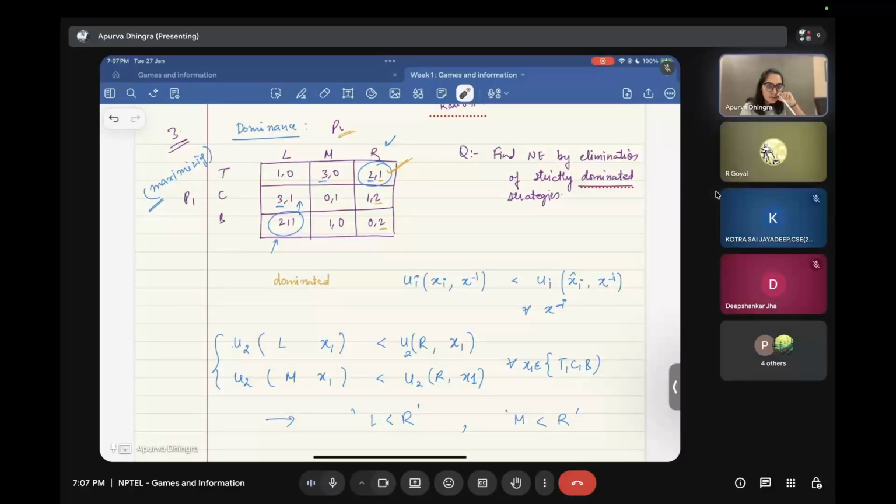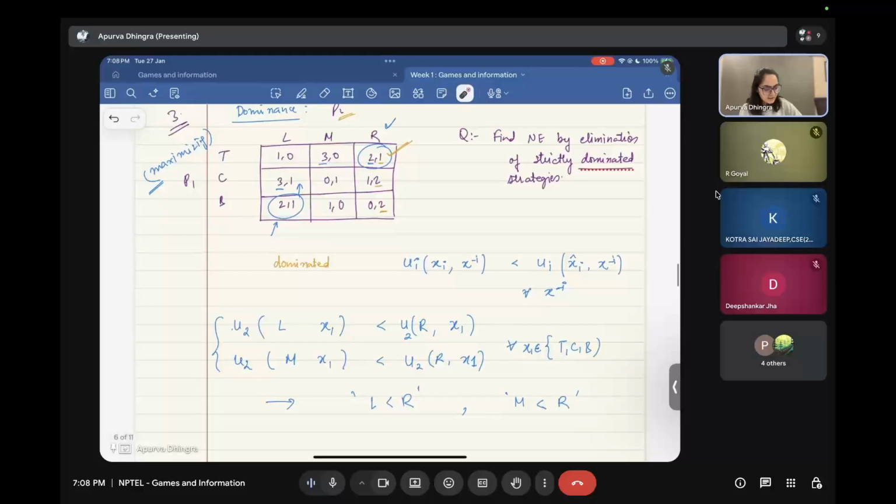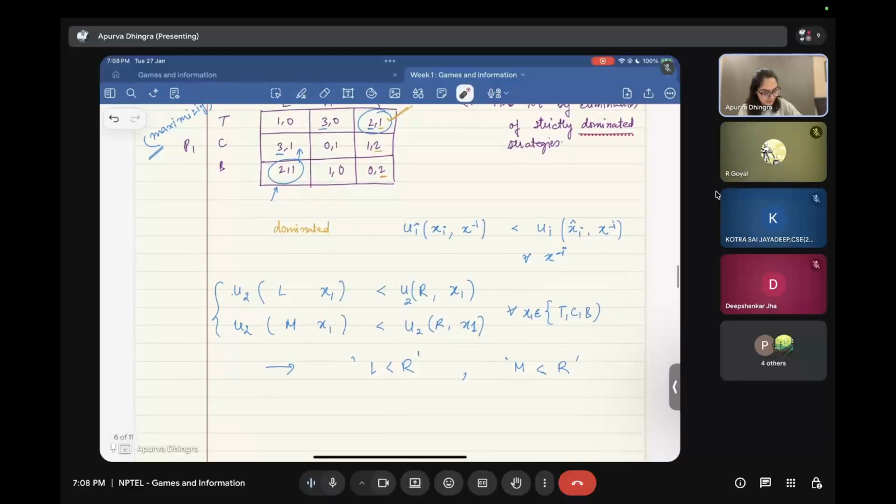So what was this particular process? Elimination of strictly dominated strategies. Here L and M are dominated, and they're both strictly dominated. So we can remove them. We can remove one at a time, or we can remove both of them. So let's just do the easy thing. Let's remove both L and M. So now we are eliminating these two, because these are both strictly dominated by R.